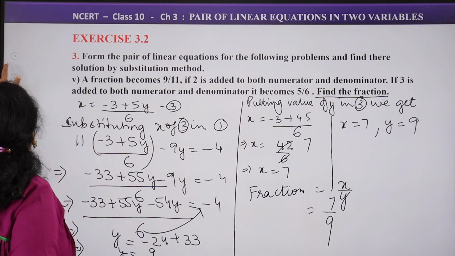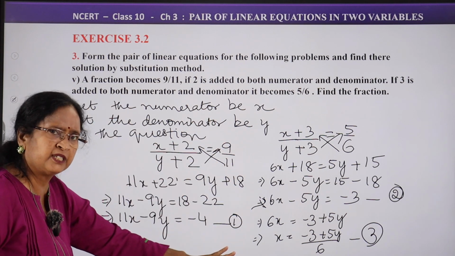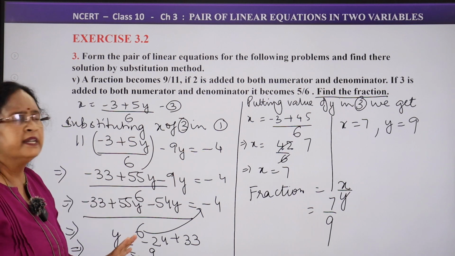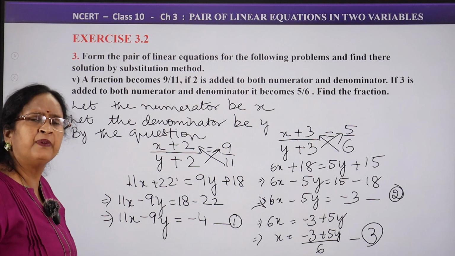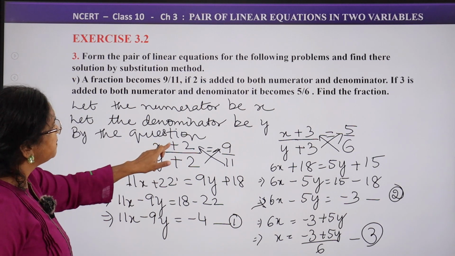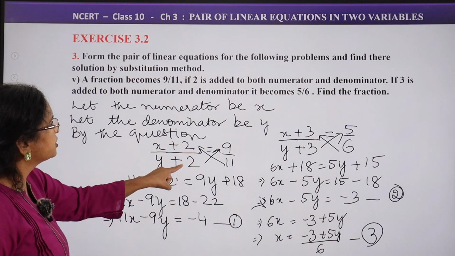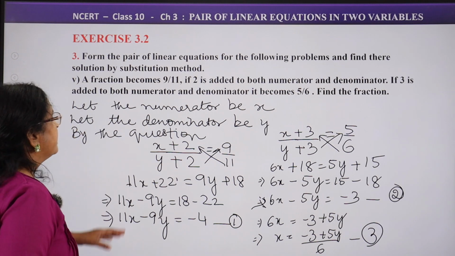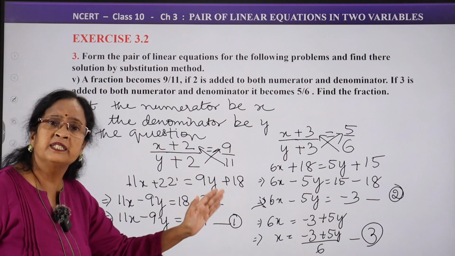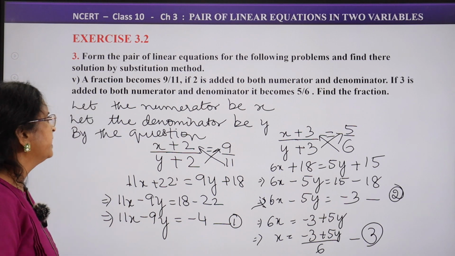Alright. Now, this is the way we solve. First we wrote the equations. Then we solved it by substitution method. Now, fraction is 7 by 9. How can we know that it is correct? Put the values of x and y. 7 plus 2, 9. Y, how much did we get? 9 plus 2, 11. We are getting 9 by 11 in the left hand side also, in the right hand side also. So, our answer, the fraction is correct. Is it clear? Alright, very good.